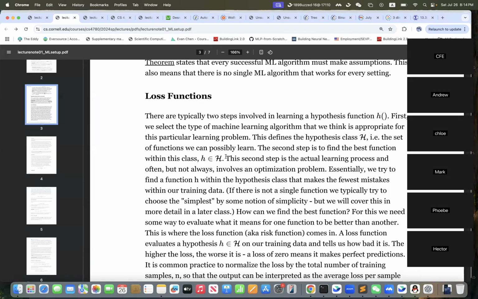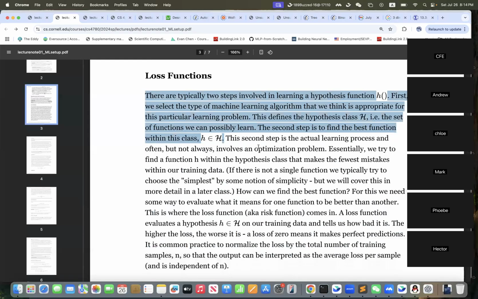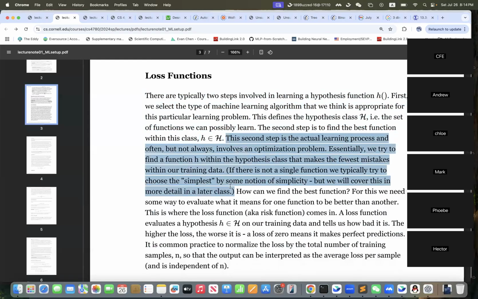Okay, so that's my explanation for this first part, and maybe Chloe, can you read this part?